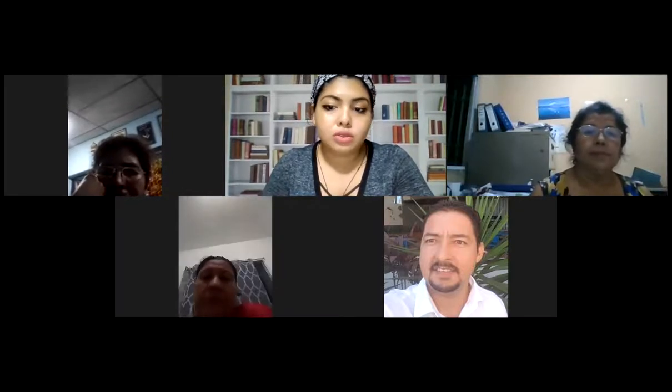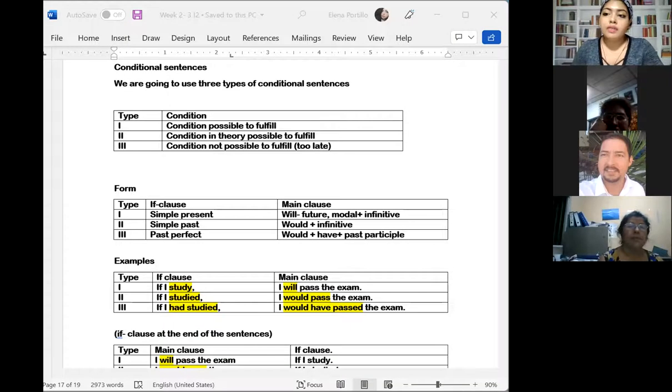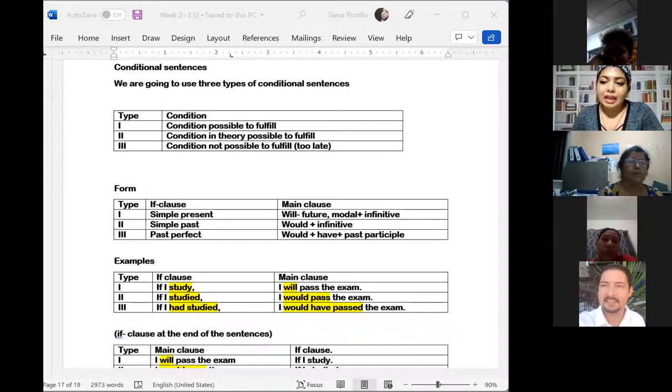And then we are going to start with this session because we are going to end the part of the conditional sentence. And then we are going to talk about another topic. And we are going to end the course tomorrow with another topic. So we are going to begin with this one and we are going to make a review of the topic that we were developing last week.